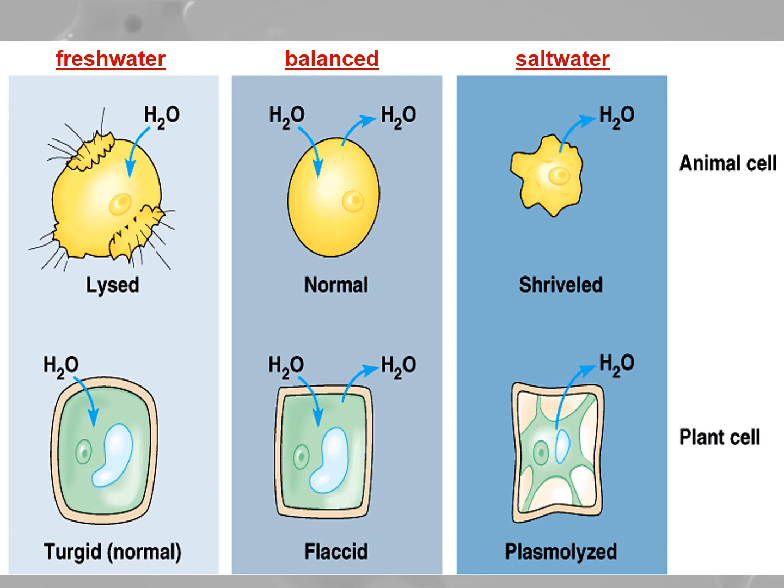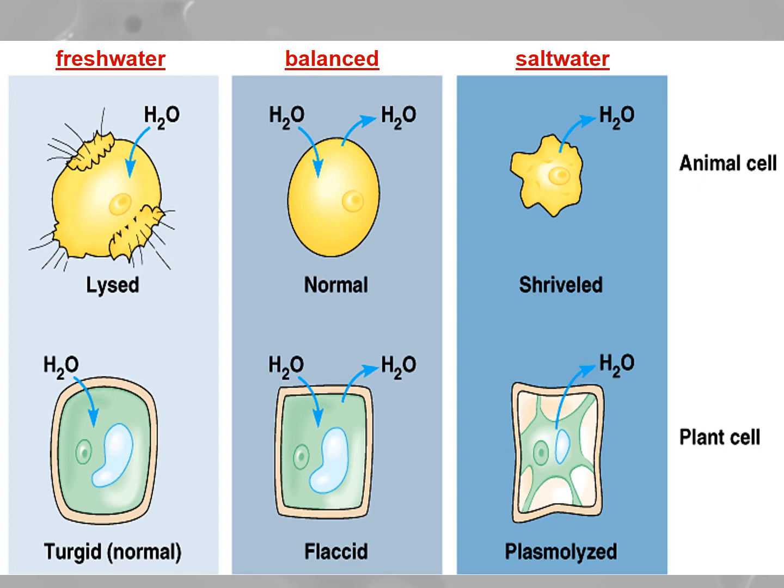Okay, so freshwater. You can see that the cell is bursting or lysing. This is going to be hypotonic. This is like pure water. Balanced, that's going to be your isotonic because it's at equilibrium. Water goes in and out at the same rate. And then the salt water will be your hypertonic solution. And you can see animal cells in freshwater will burst because the cell membrane is not strong enough to withstand that much water. For a plant cell at the bottom, it's going to become turgid, and that's actually what plant cells want.